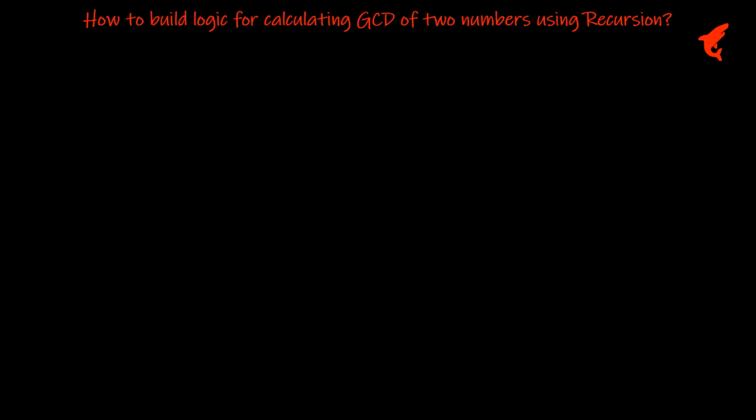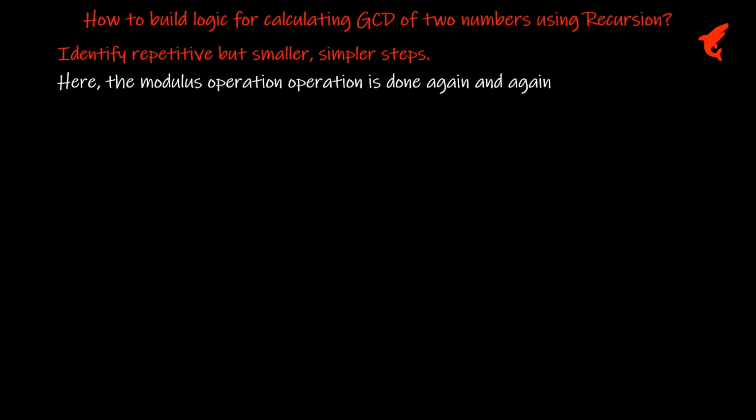Right. So now let's look at the logic building of this GCD program using recursion. So the first thing we need to do is identify simple steps which we can do, and these steps have to be repeated again and again. So doing a modulus operation, which we did again and again, is a simple operation. So it's a repetitive step, right?